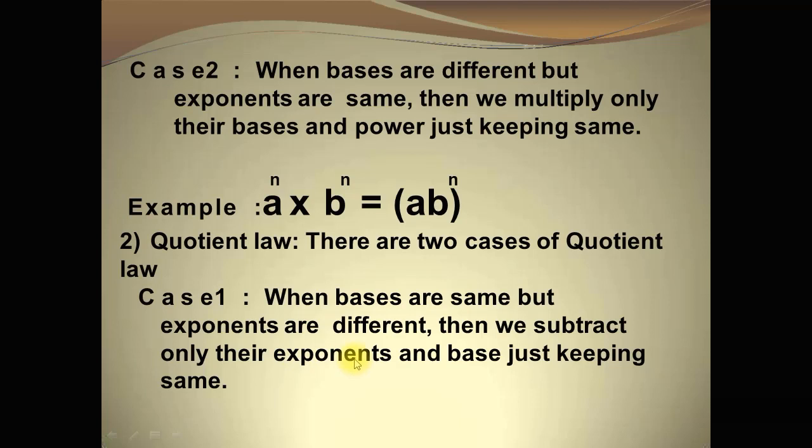Dear students, I want to repeat this. Note that in the product law, when bases are same but exponent are different, then we add their exponent and the base is just keeping same. But in the quotient law, when bases are same but exponent are different, then we subtract their exponents and base is just keeping same.